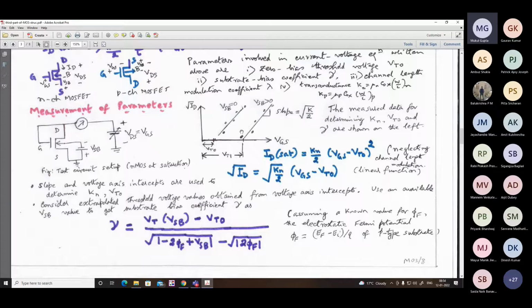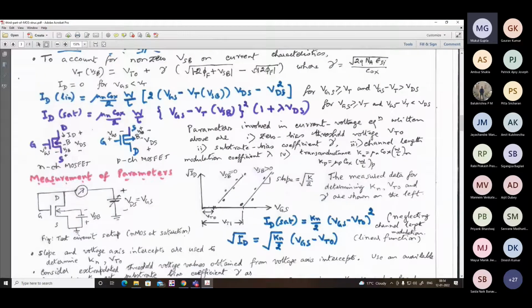But what we can do is extrapolate the curve backwards and assume that it is forced to meet the voltage axis. Then the intercept on the horizontal axis will correspond to the threshold voltage. This is for the zero bias threshold voltage, and this is for the non-zero bias threshold voltage. You get two values, say VT0 and VT1. Then why do you do that? Because from here, by applying this very important expression, I can find out gamma equal to Vt for some positive value of source to body bias minus the zero bias voltage, divided by this.